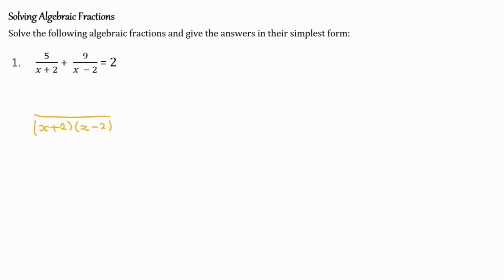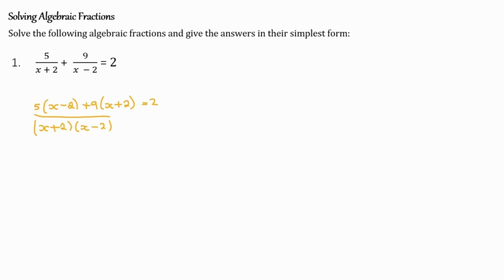To make the first numerator, which is 5, into this denominator, we can see that it is already over x plus 2, but we would have to multiply it by x minus 2. So we would write it as 5 times x minus 2. Then we've got a plus sign, and in order to make the second fraction into this denominator, it is already over x minus 2, so we would just have to multiply it by x plus 2. And this is all equal to 2.